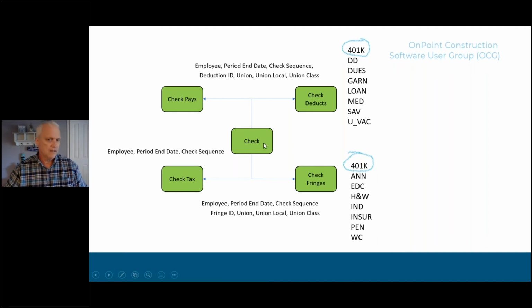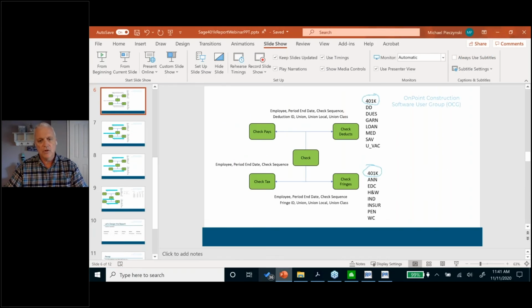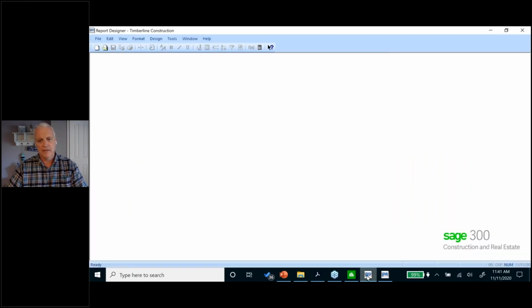What makes each check different in the check table? Well, the key is the employee, the period end date, and the check sequence. Every check in the check table has a different combination of employee, period end date, and check sequence. No two checks have the same combination of those fields. And so you're going, oh, wait a minute, Mike, how did you know that? And I'll do this very quickly.